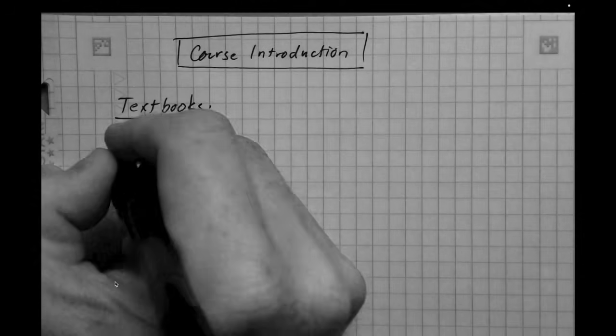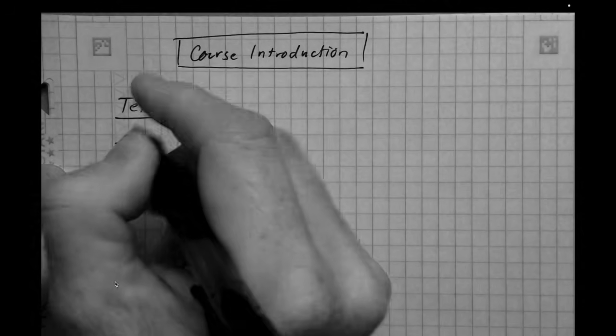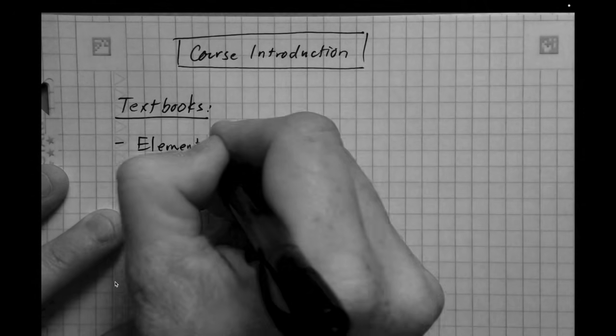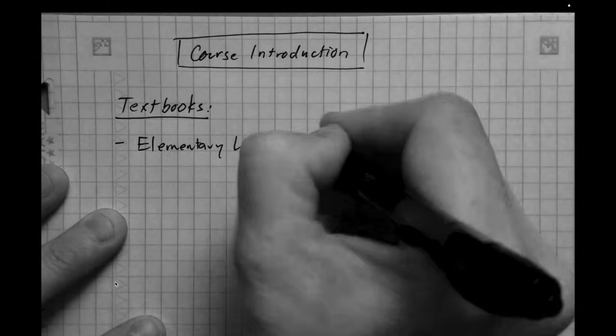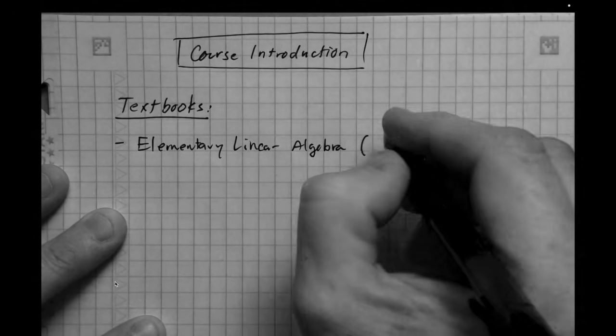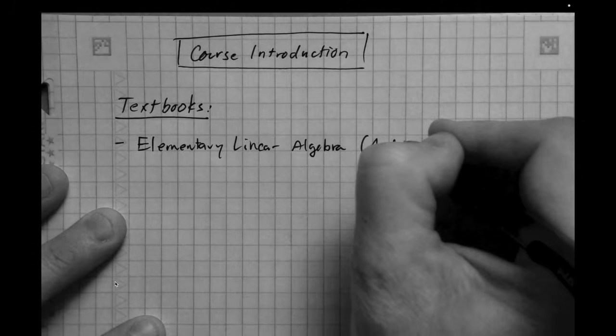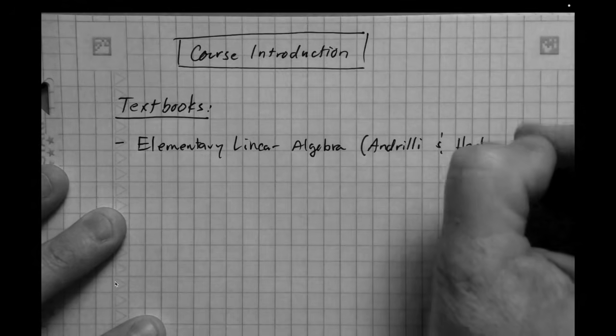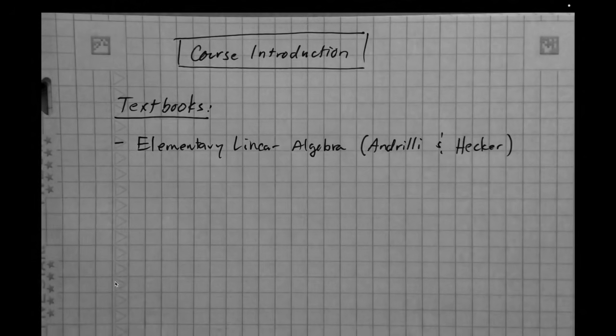So the first one, the one that I use most, is called Elementary Linear Algebra. And this is by Andrilli and Hecker. Okay, and so this was a textbook that was big in the 2010s, I would say, maybe 2005-ish, thereabouts. And it's a great book.